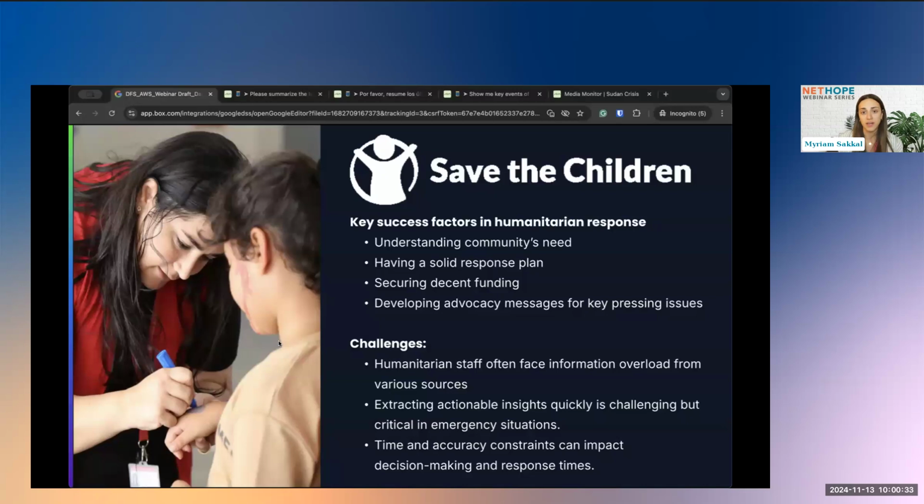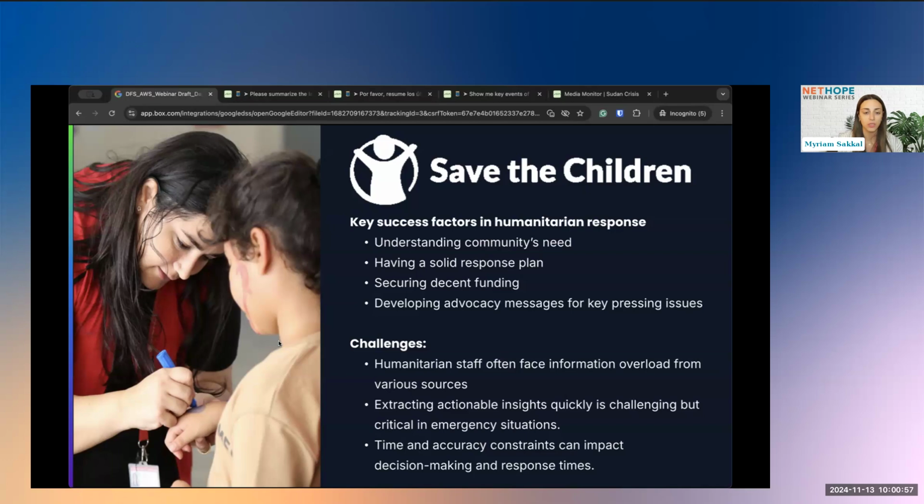Additionally, one of the success factors in the humanitarian response is the advocacy messaging that we use for the key pressing issues, like, for example, asking for a ceasefire or asking donors to focus on specific needs that you observe, for example, why to prioritize food security or waterborne disease response instead of other sectors.